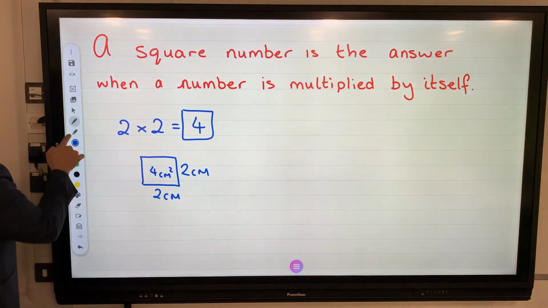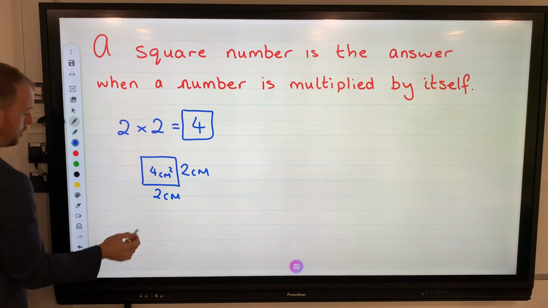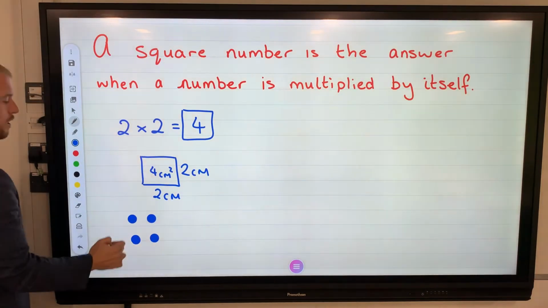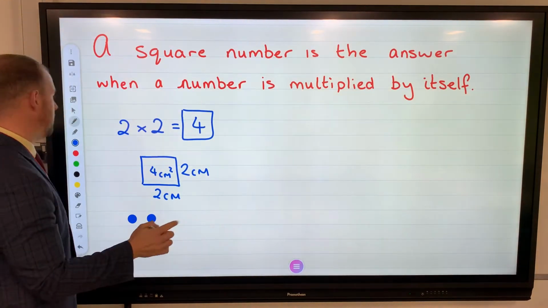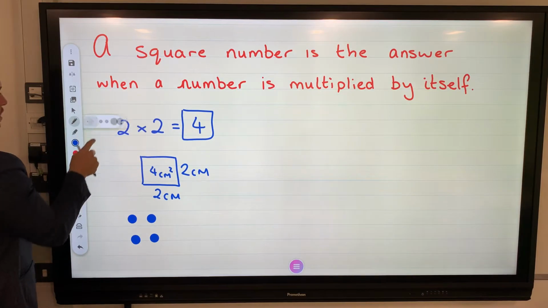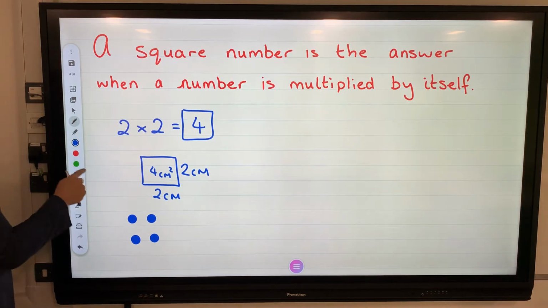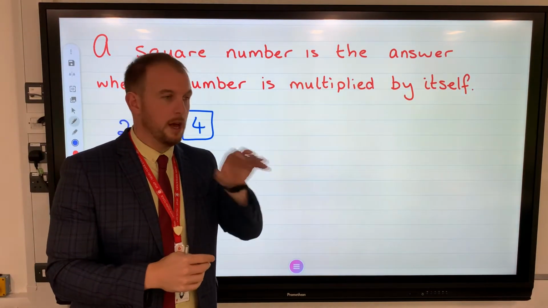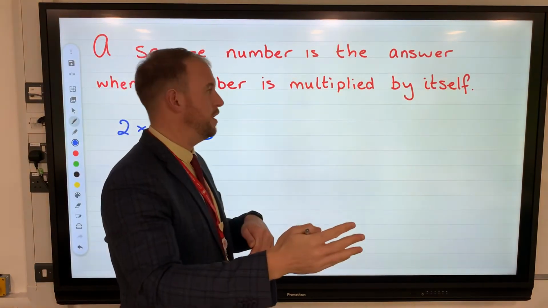If I did dots, if I had 2 dots going across and 2 going up, I have 4 dots. It looks like a square. It's a square number. So we can list these numbers now, going right from the very first one up to 100, so that's 10 times 10. But obviously you can go a lot further.